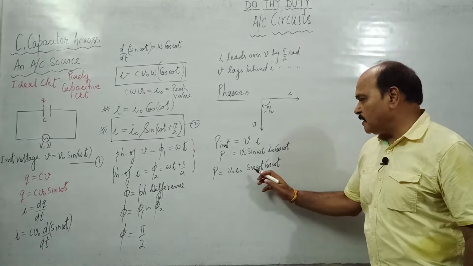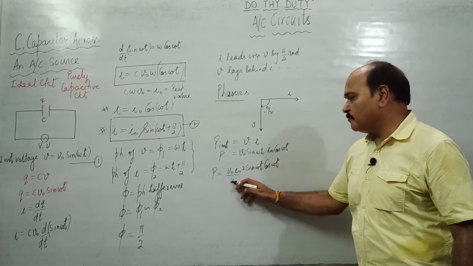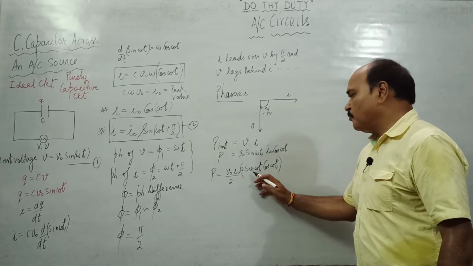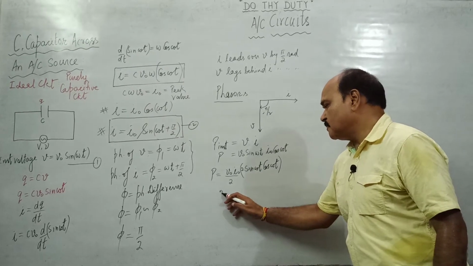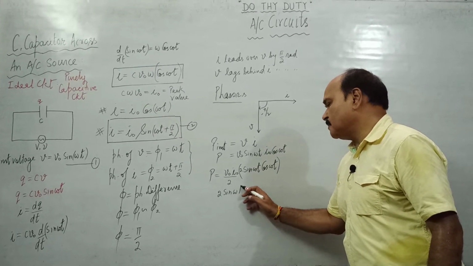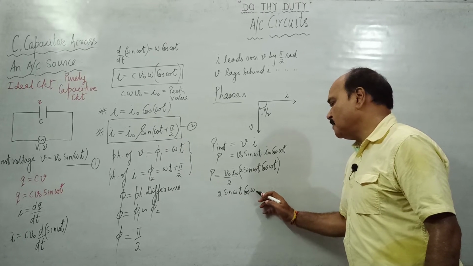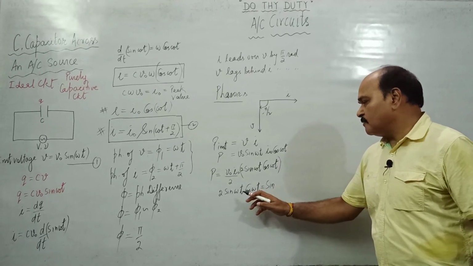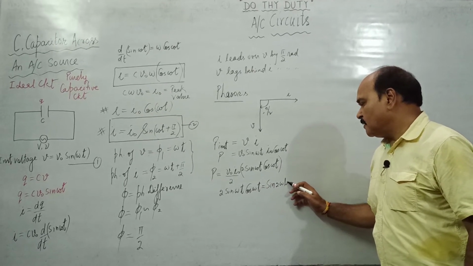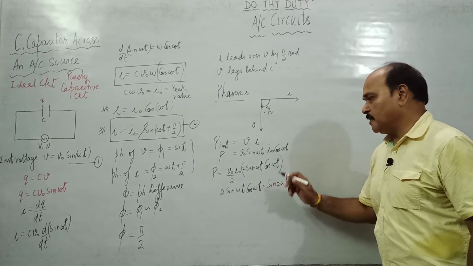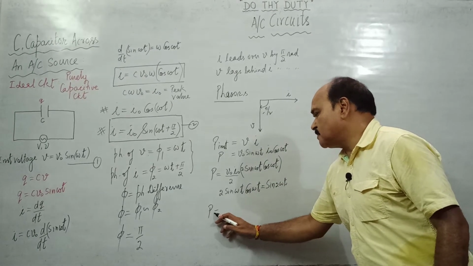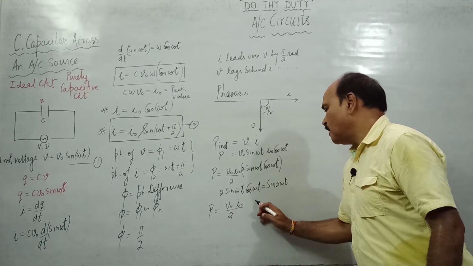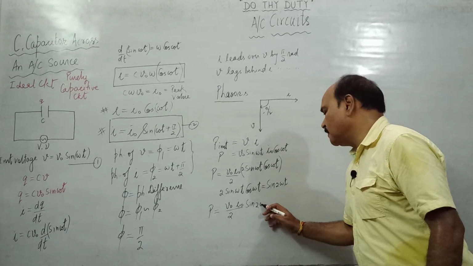Now see, we can multiply it by 2 and divide it by 2. Why do we do so? We do so simply because of a very famous formula of trigonometry: 2 sine theta cos theta is what? Sine 2 theta. Therefore, sine of 2 omega t is 2 sine omega t cos omega t. So what is the instantaneous value of power? The instantaneous value of power is V naught I naught by 2 into sine of 2 omega t.